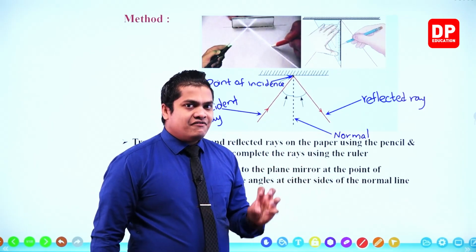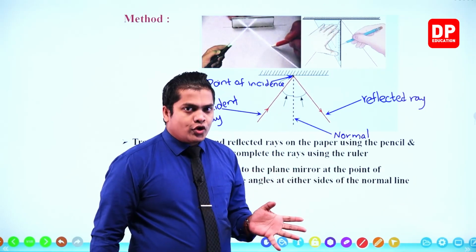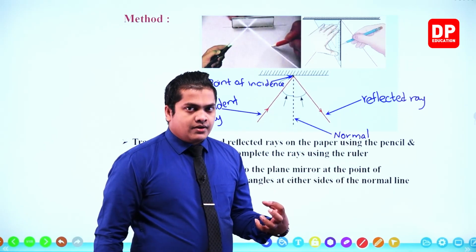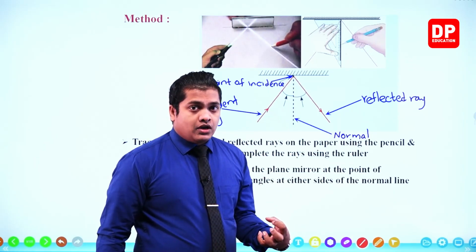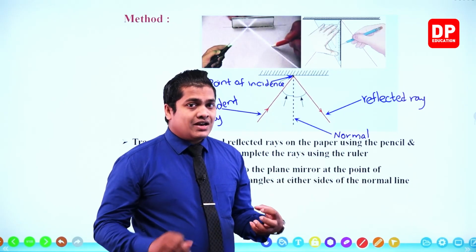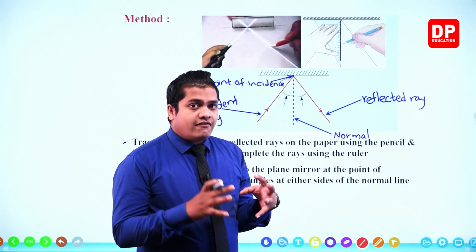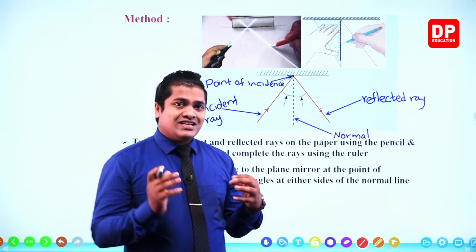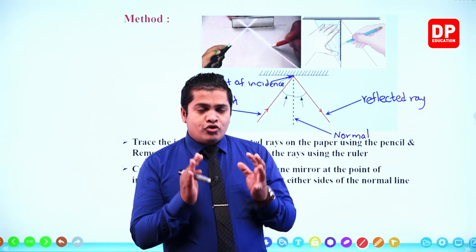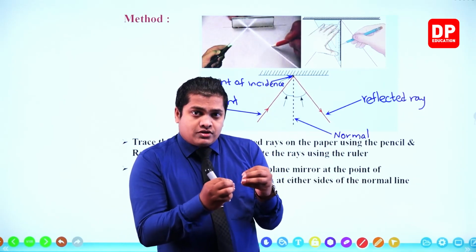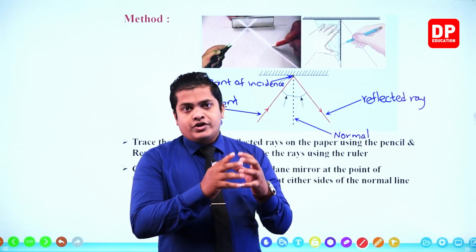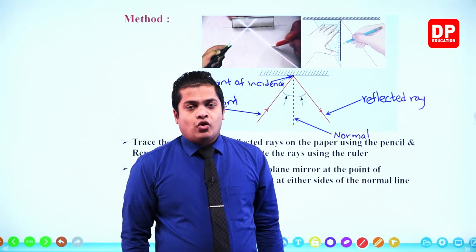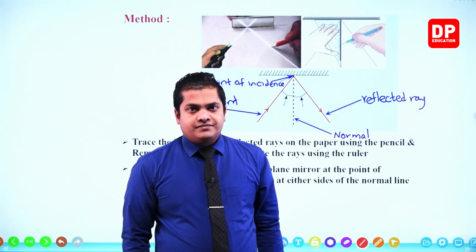For each and every reflection, we have to draw the normal, my dear children. We are the ones who draw the normal. The normal cannot be identified within a reflection which happens in our environment. In order to identify the laws of reflection, we are going to draw the normal and see what happens. That's the whole point of drawing a normal here.